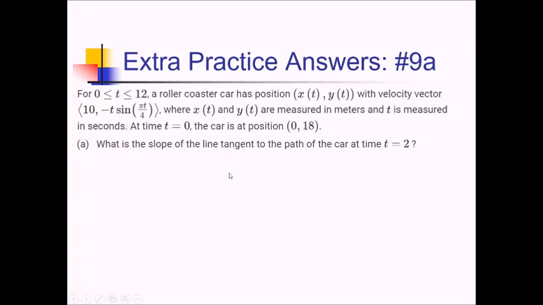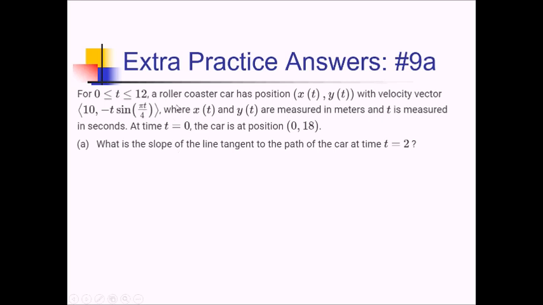For this non-calculator-based free response problem, for time 0 to 12, we have a roller coaster with position x comma y, and we have a velocity vector given right here. And we're also told that at time 0, the car is at position (0, 18). So our first task is to find the slope of the line tangent to the path of the car at time 2. So basically, we're trying to find dy over dx at time equals 2.